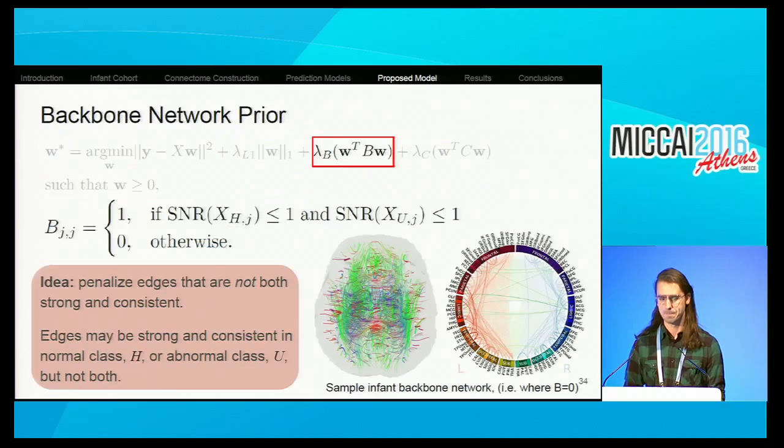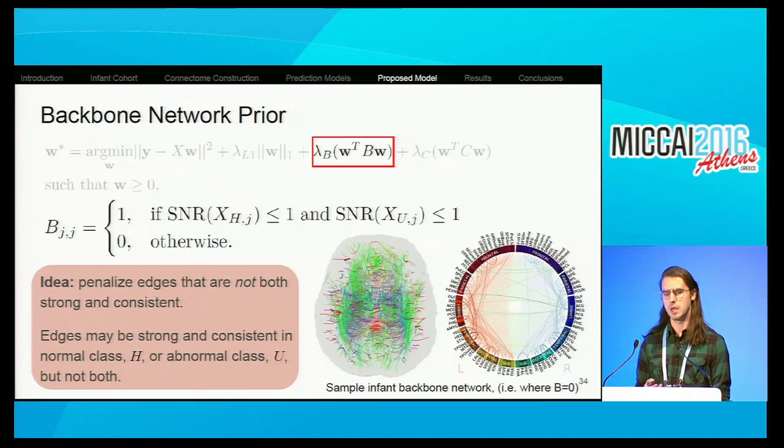So just focusing on the backbone network prior, the main idea is we want to penalize edges that aren't both strong and consistent. And to add to that, though, we want to make sure that we're not penalizing edges that have high interclass variance, because those are probably discriminative. So what we do is we split up those abnormal and normal scans in each training set, in each round of cross-validation, and we look at the SNR. The SNR is basically defined by the mean strength of the connection divided by the variance in the connection over the training set. And if both are less than one, then we penalize that edge. Otherwise, we don't penalize the edge.